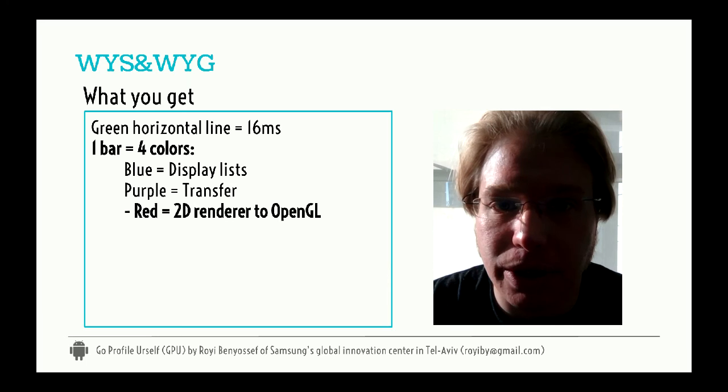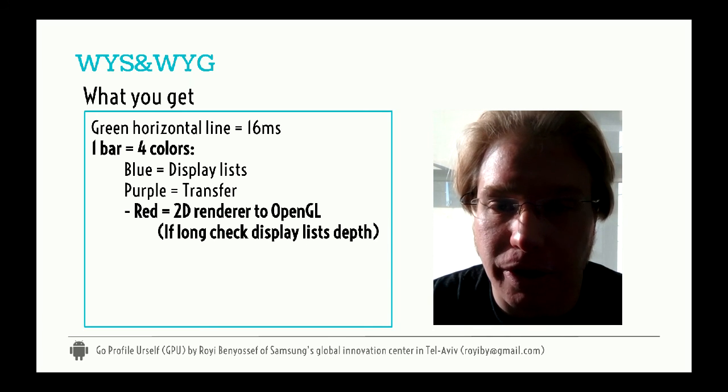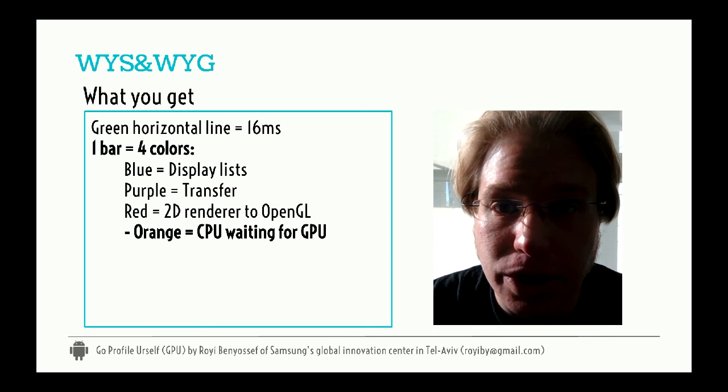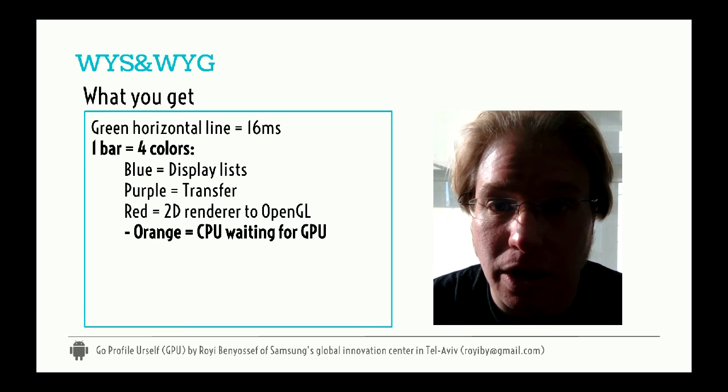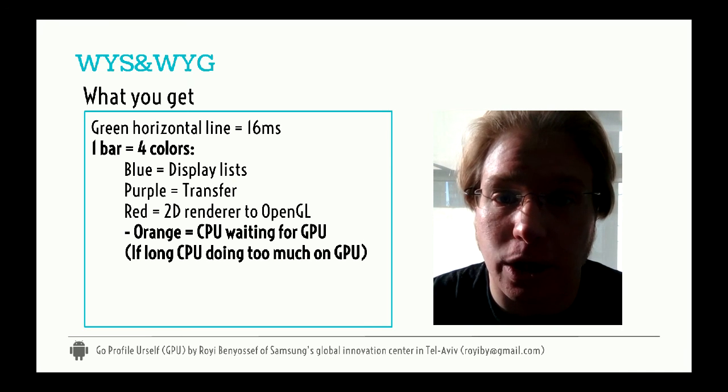Red is for 2D rendering in OpenGL, so if it is too long, please check the depth of your display lists using the hierarchy viewer. And orange is for the time in which the CPU is on hold and waiting for the GPU. So if that portion is too long, please look into the amount of work you're passing on to the GPU.